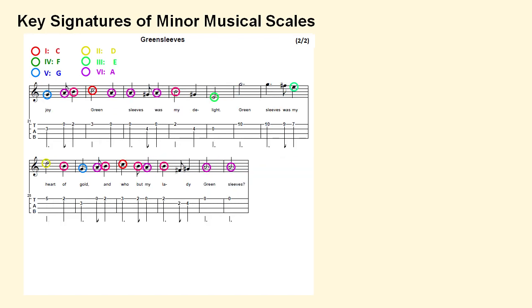The last 13 measures of Greensleeves are shown on the screen. Note that the note of the final measure is A. We are then certain that this score is in the minor key of A. This is confirmed in the video dedicated to this melody whose link is given in the description.